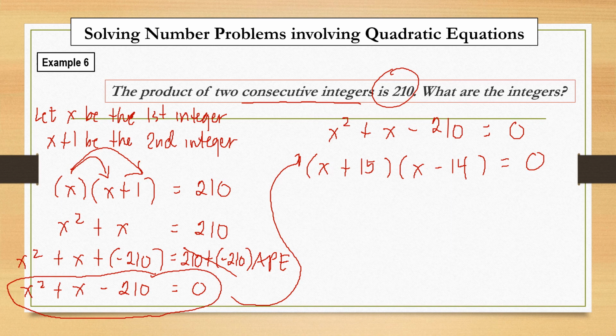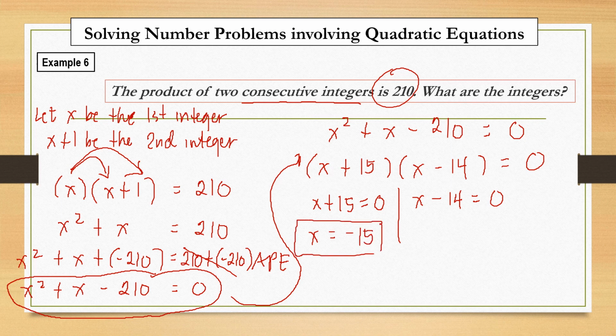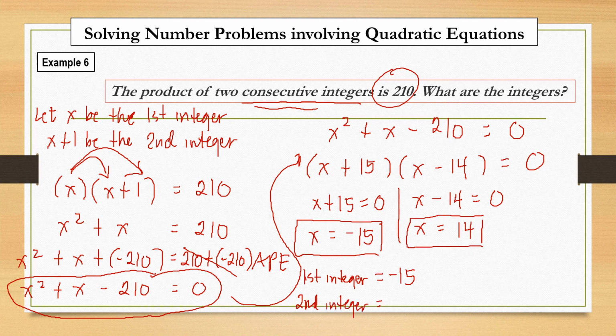Let us now apply the zero product property. So we have x plus 15 is equal to 0 and x minus 14 is equal to 0. So for x, we have x is equal to negative 15, x is equal to positive 14. It says in the problem that we are looking for two consecutive integers. So let's say that the first integer is negative 15. The second integer is represented by x plus 1. So negative 15 plus 1 is equal to negative 14.